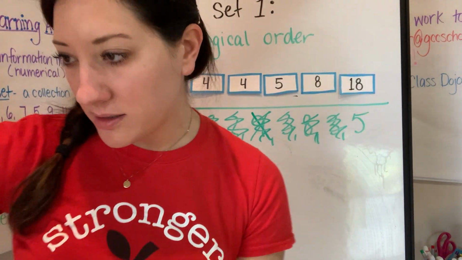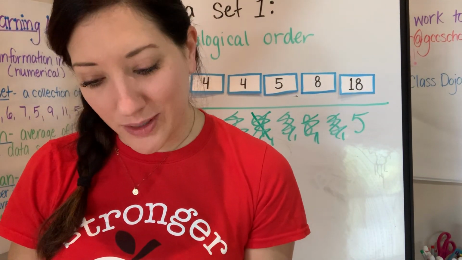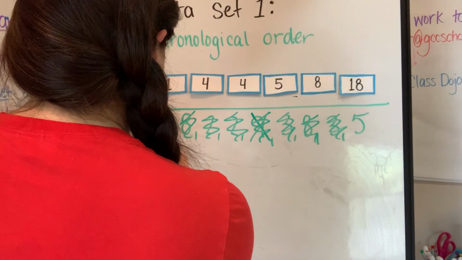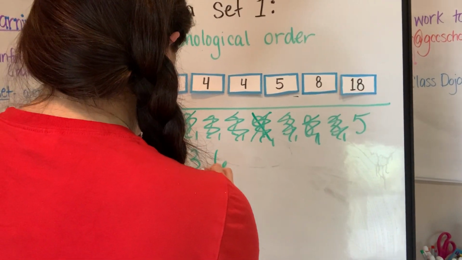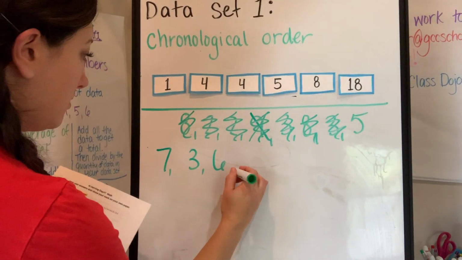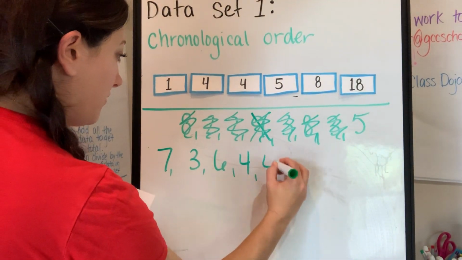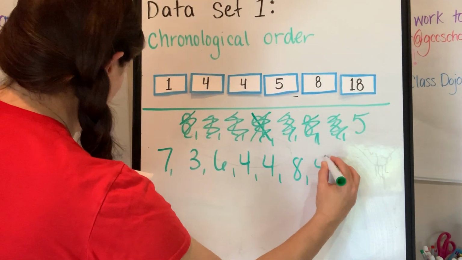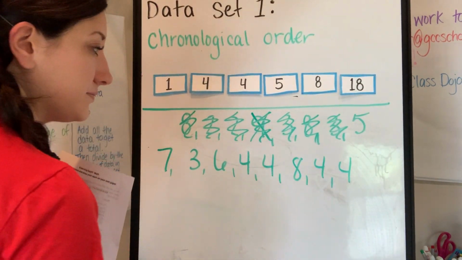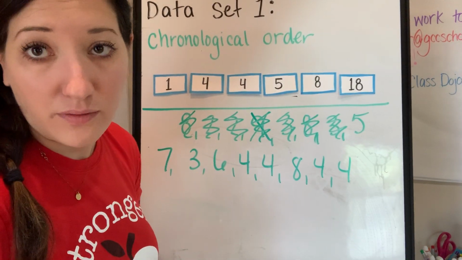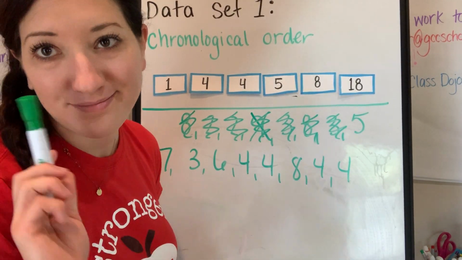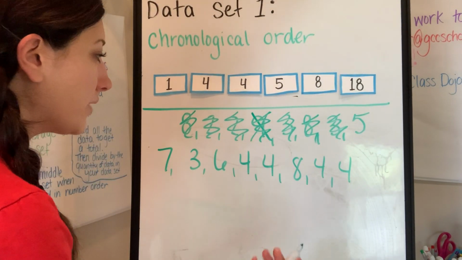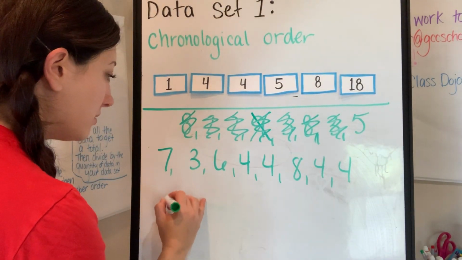Or let's use the next problem. 7, 3, 6, 4, 4, 8, 4, 4. Holy cannoli, that's a lot of 4s. If this was mode day, 4 is definitely the mode because we have the most of those. Okay, let's rewrite them in chronological order.